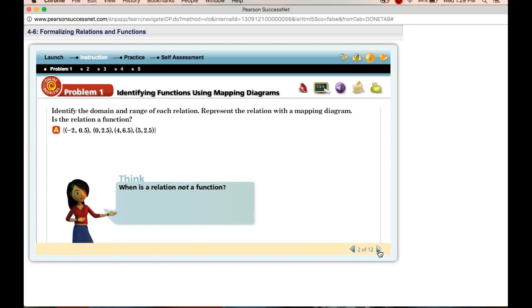When is a relation not a function? A function maps each domain value to exactly one range value. So, a relation that maps a domain value to more than one range value cannot be a function.